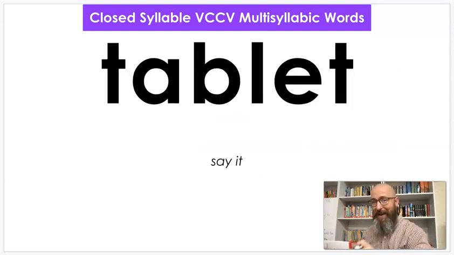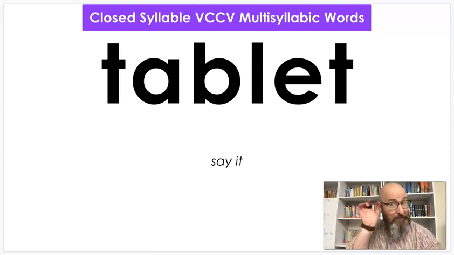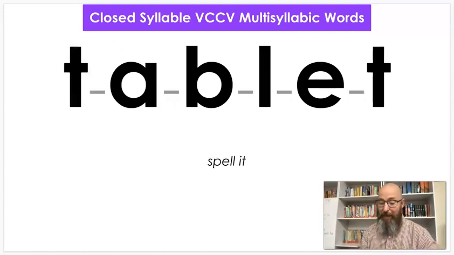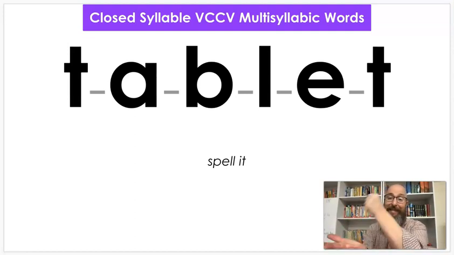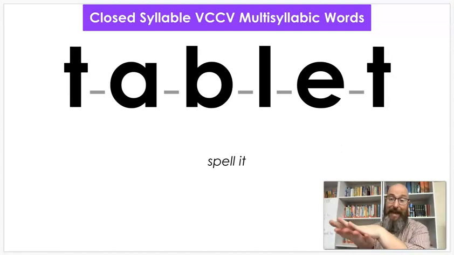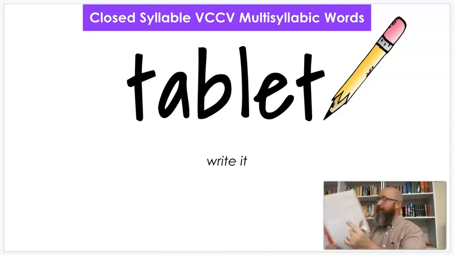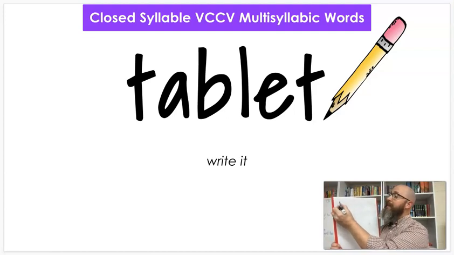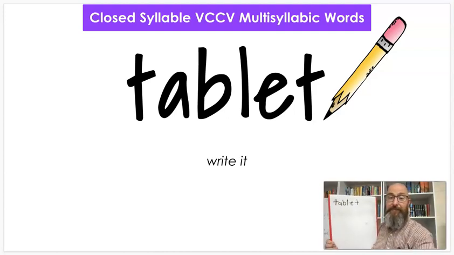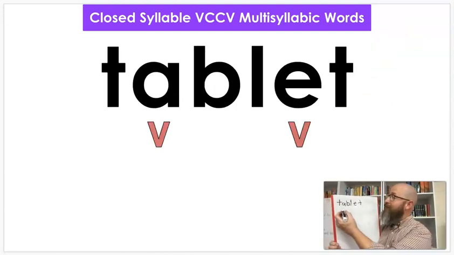How's it going so far on that? You getting the hang of it? I hope so. Our next word is tablet. Say tablet. Let's spell it. T-A-B-L-E-T. Tablet. We're going to write it. I'm going to try to use the back of this if I can. T-A-B-L-E-T. Then we're going to label the consonants, vowels again.